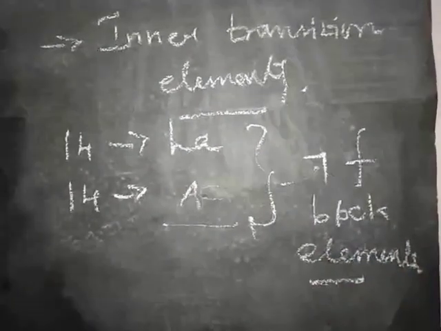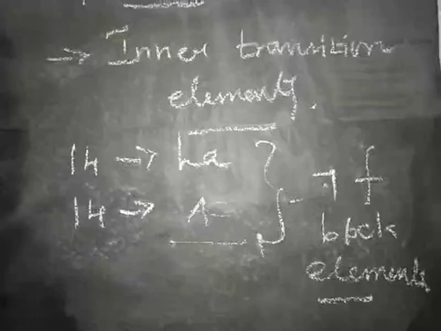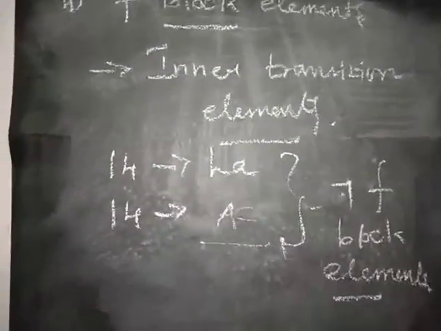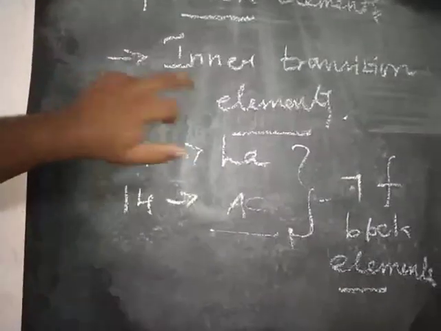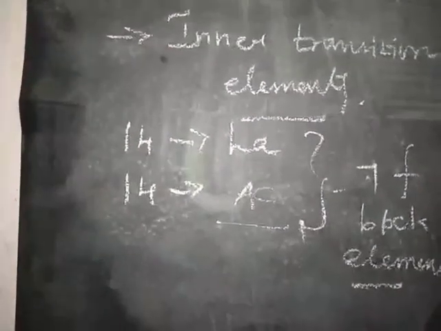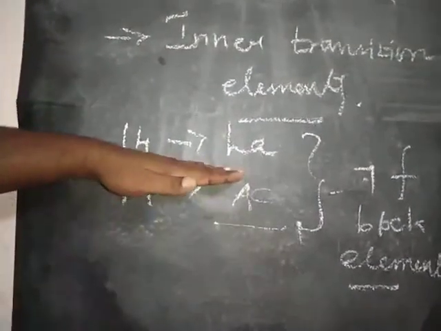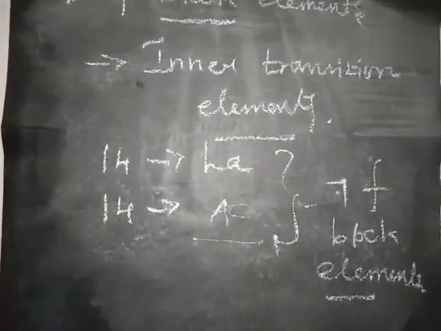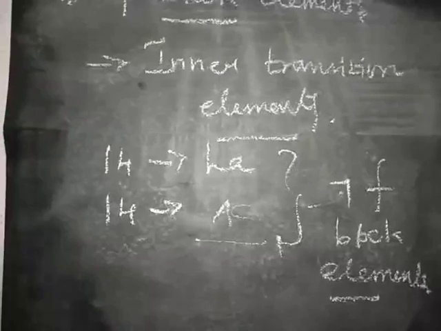F block elements are placed at the bottom of the periodic table, so they are called inner transition elements. They are called the lanthanide series and the actinide series. So that's all, the four blocks of elements.